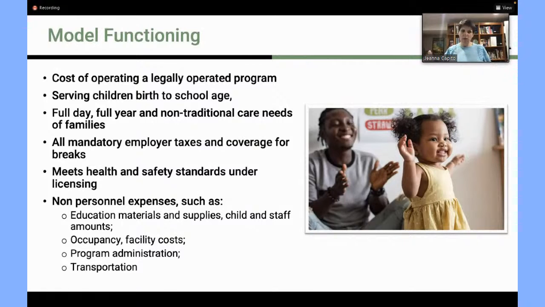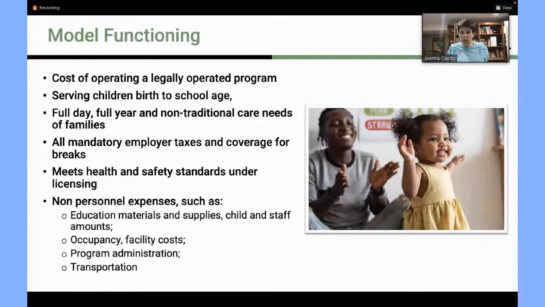As we've always talked about, the foundation of the model at a minimum is the cost related to a legally operating program in the state of California. We are talking about programs serving children from birth to school age in full day, full year settings. So we are not at this stage looking at outputs on serving, say, only a part day preschool age child for 2.5 hours or 3 hours a day. We are looking at full day, full year care that meets the needs of working families.